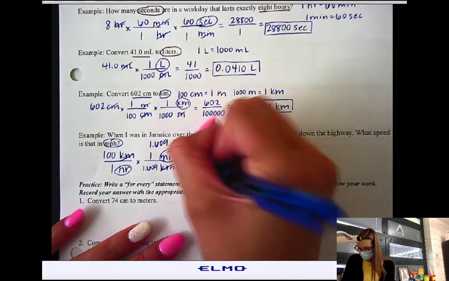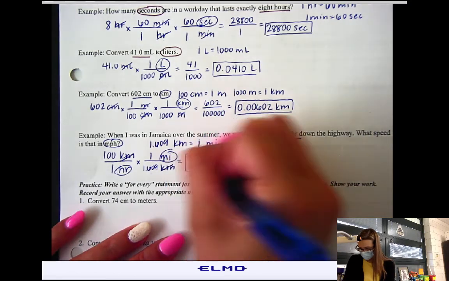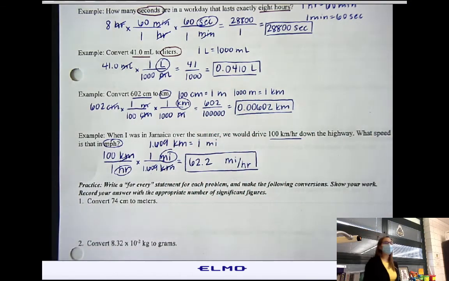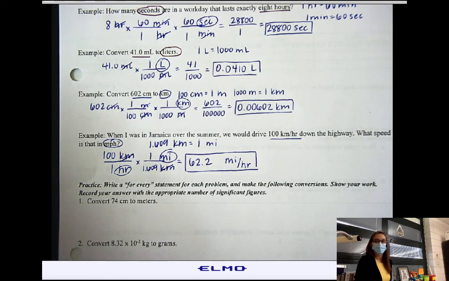62.2 miles per hour. So if you're ever driving in a car that says 100 kilometers per hour, you're going 62.2 miles per hour. I tried doing this a lot in my head while we were driving on the highway. Okay, any questions on just kind of the intro to the conversions? We're going to do a couple more days of practice with this.